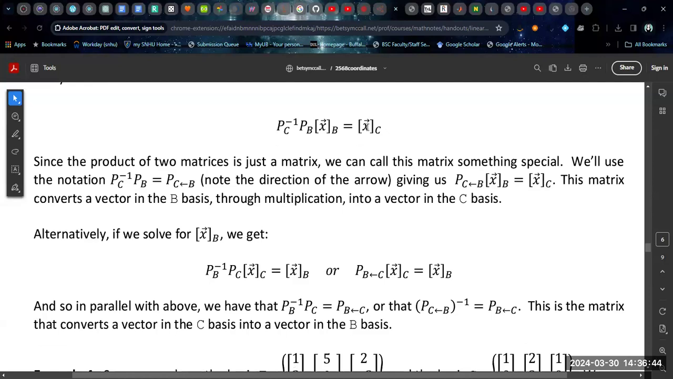So if I'm trying to solve, for instance, for the representation of a vector in the B basis, and I want to solve for it in the representation in the C basis, then my equation will become multiplying by the inverse of the C basis, and then multiplying by the basis in the B coordinate system times the representation in the B coordinate system. On the other hand, if I want to solve for the basis B, then I would do the inverse on the other side, and I would get PB inverse PC times x in the basis C.